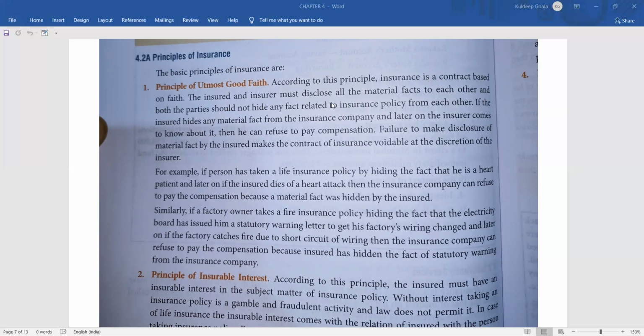Okay, here what is given is that the contract should be fully based on faith. You should have the faith that the insurance company is going to compensate at the time of loss, and the insurance company must have faith in you that you are providing all the information correctly, that is, all the information is right.